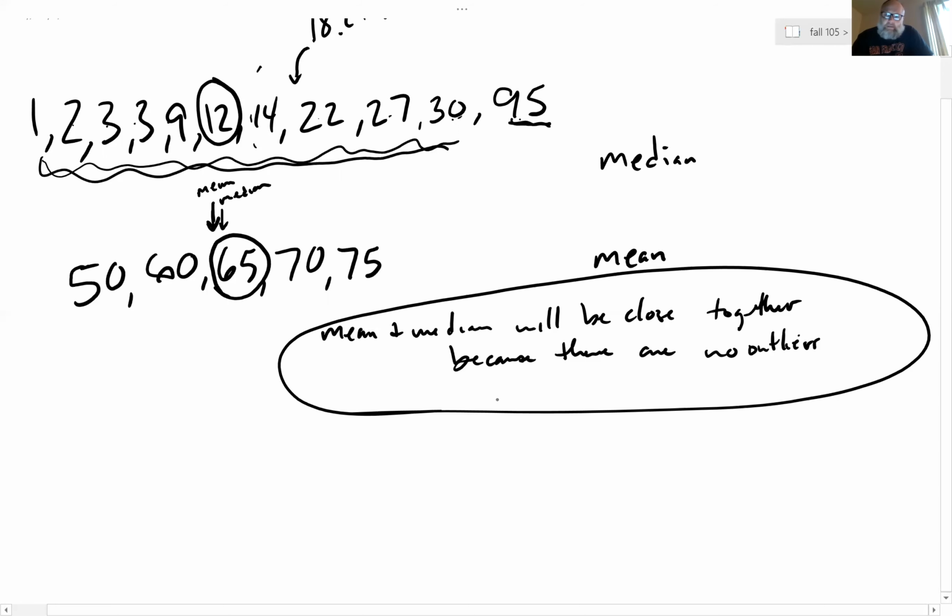Again, incomes, house prices, things of this nature are always going to have outliers in them. Always. So because of that, you always want to use a median for those. But if the data is nice and well-behaved, like, for instance, people's heights, people's weights, things that are going to follow a curve.